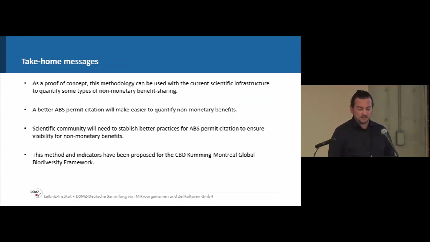Well, take-home messages. As a proof of concept, this methodology can be used with the current scientific infrastructure to quantify some types of non-monetary benefit sharing. It's something that we showed in these results, and a better ABS permit citation will make it easier to quantify non-monetary benefit sharing. In the scientific community, we need to establish better practices to ensure the visibility of this non-monetary benefit sharing. The idea is to present this method and indicators in the CBD Kunming-Montreal Global Biodiversity Framework as part of this monitoring framework, and also at the next meeting that will happen in Cali.